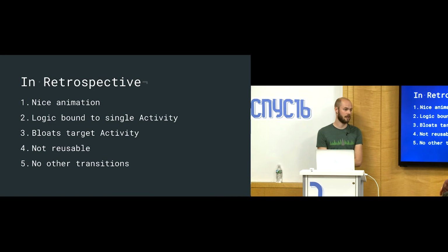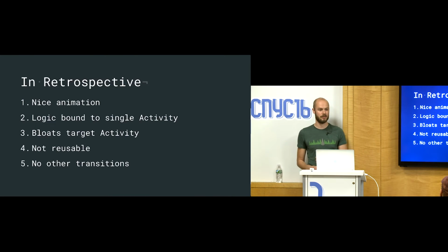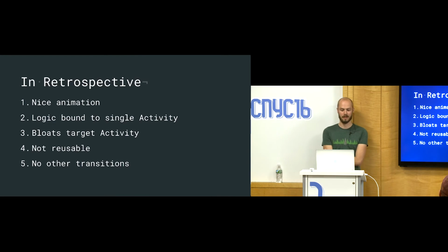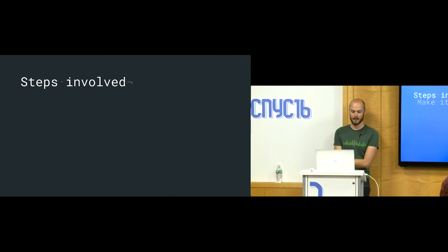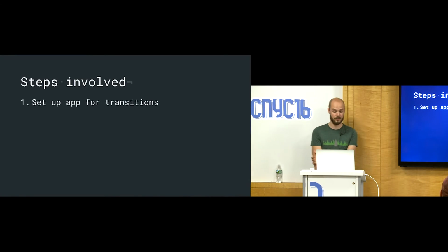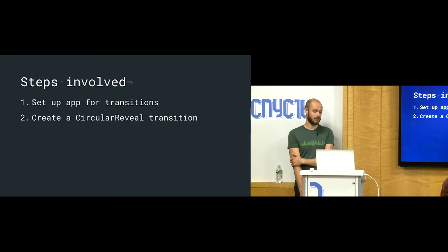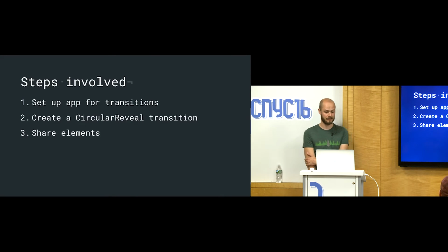And there are no transitions running at all. So if you want to have something else going on than the shared element animation that we have in there, you would have to work around this even more. So let's go ahead and make a nice transition out of that. What do we do? We set up the app for transitions, then we create a circular reveal transition, and then we share the elements.